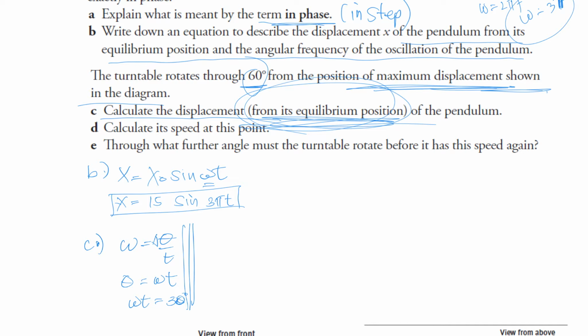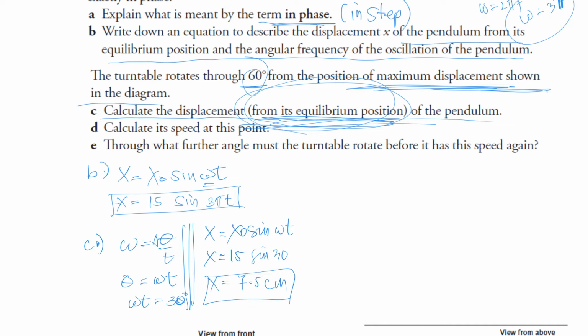Now let's go to the equation. What is the equation now? The equation is x, the displacement from the equilibrium. x is equal to x sub O sin Wt. So now your x is equal to 15 sin 30. And using your calculator, let me check that one. Sin 30 is equal to 0.5. So it means to say your x is 7.5 centimeters. This is the displacement here.